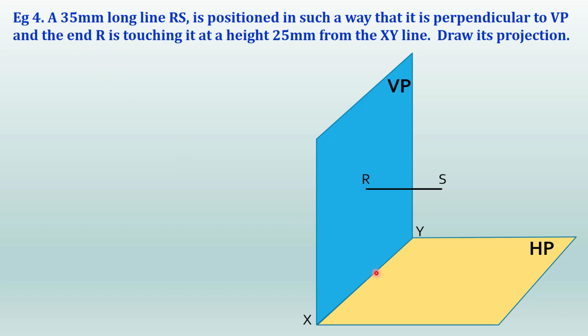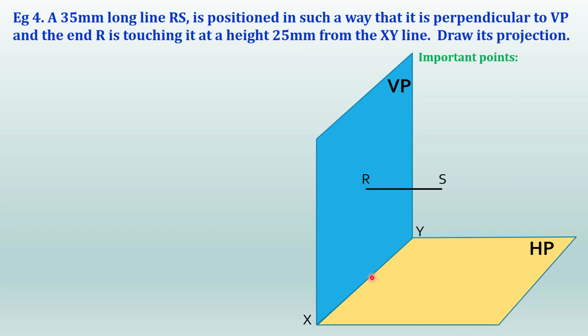So where will you get the starting point R? When you look from the top, this point appears to lie on the XY line. So small r will be obtained on the XY line. From here you will get a straight line, right? S will be obtained somewhere here, which is at a distance of 35 mm. So you will get a vertical line on the plan, and on the elevation, that is when you look from the front, you will get a point here which is at a distance of this much from the horizontal plane. What is that distance? Above the XY line, it is 25 mm. So the point will be obtained 25 mm from the XY line.